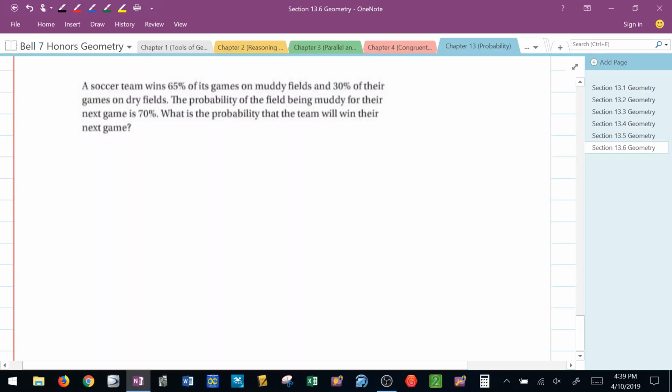So this one now says the soccer team wins 65% of its games on muddy fields and 30% of its games on dry fields. The probability of the field being muddy for the next game is 70%. What's the probability that the team will win their next game? All right. So if I'm trying to calculate this probability, immediately I'm thinking of the probability of a win. Now, the probability of a win comes from the probability of a win and muddy plus the probability of a win and dry.